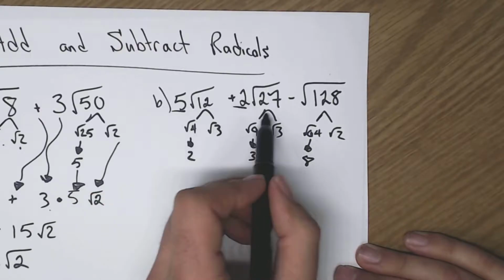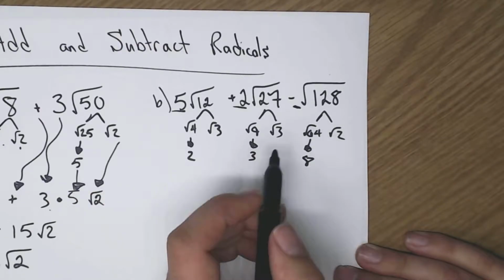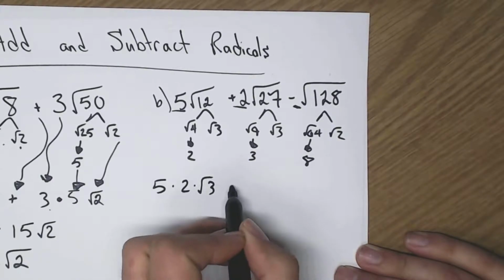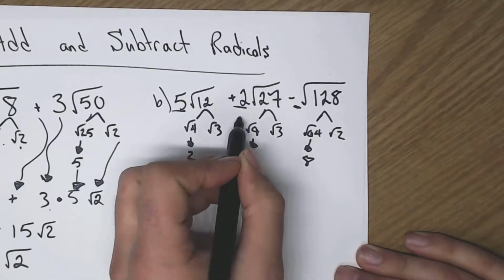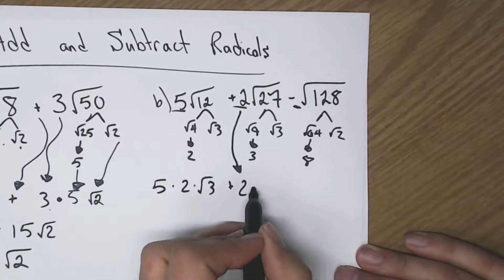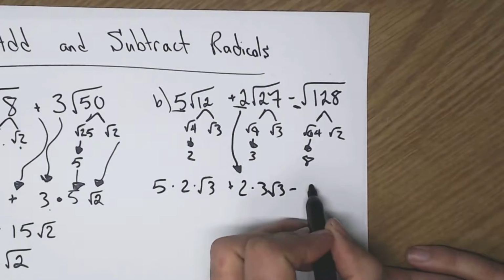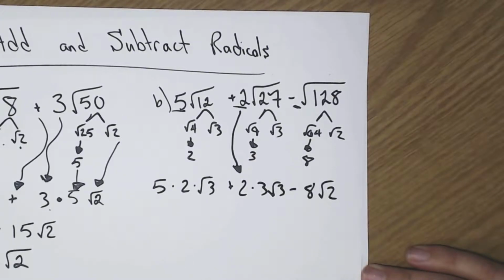Don't forget about these front numbers. Well, that one just has a 1. We're going to make sure all of those come down. 5 times 2 times square root of 3, plus 2 times 3 square root of 3. And this one is a minus 8 square root of 2.